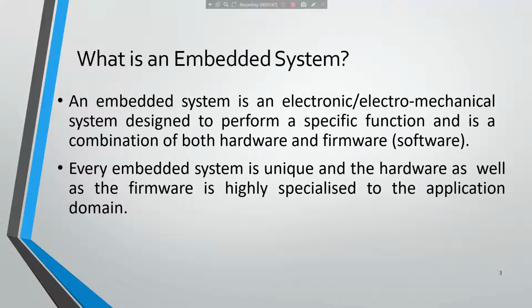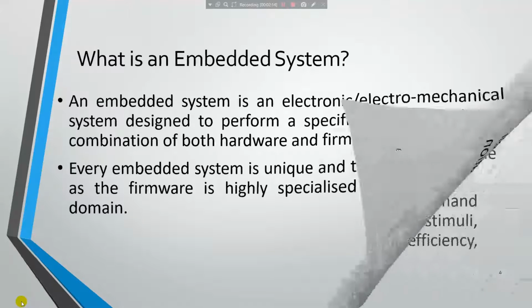When it comes to a smartphone or any laptop, even it has hardware and it has firmware. The firmware is nothing but the software which runs the hardware. So every embedded system is unique, and the hardware as well as the firmware is highly specialized. It is specifically used for particular applications, or you can call it application domain. So that is called an embedded system.